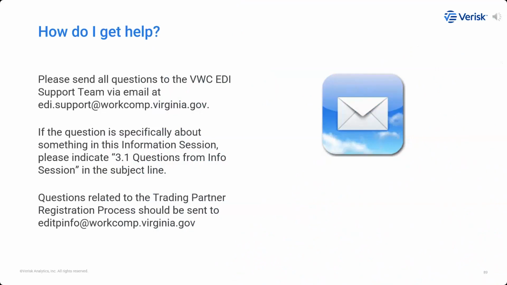Now that we have concluded this presentation, if you have any questions, please contact the Virginia EDI support team at edi.support@workcomp.virginia.gov. We do ask that you include the subject line 3.1 questions from info session so we can be sure to prioritize your question and respond in a timely manner. Any other Release 3.1 questions or general VWC EDI support questions should also be sent to this email address.